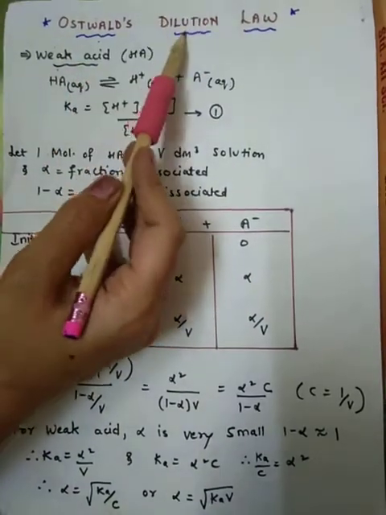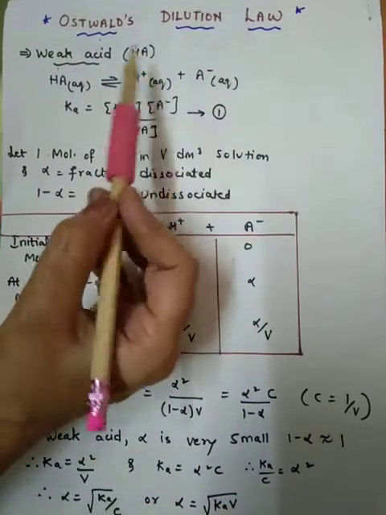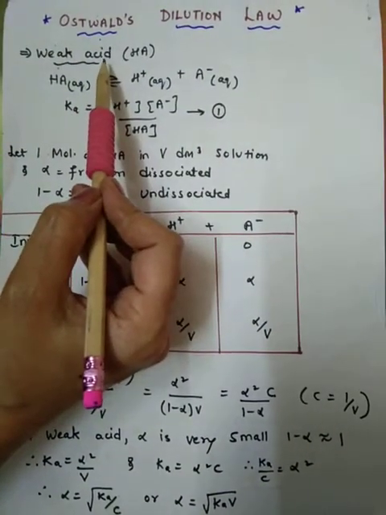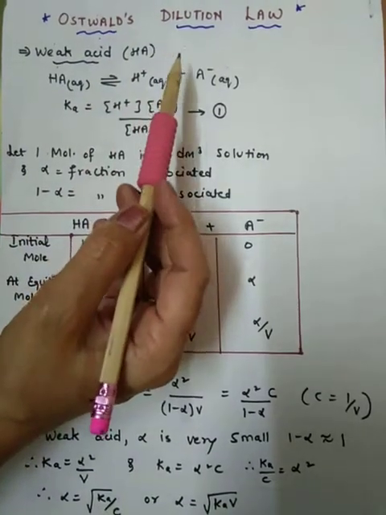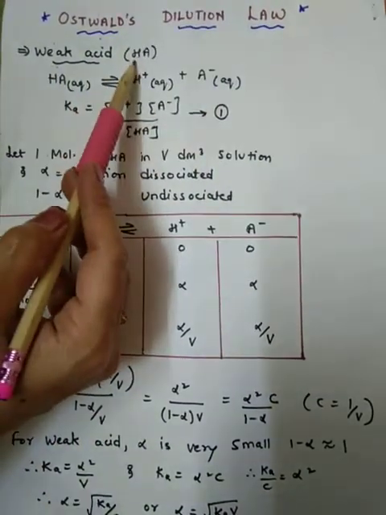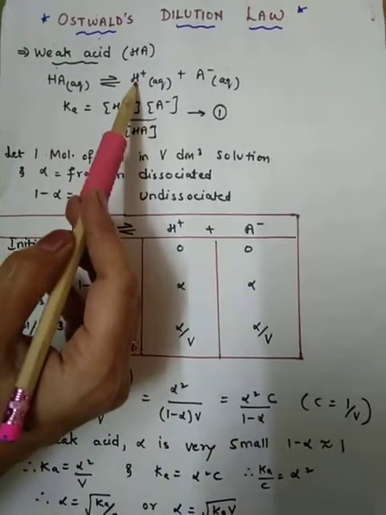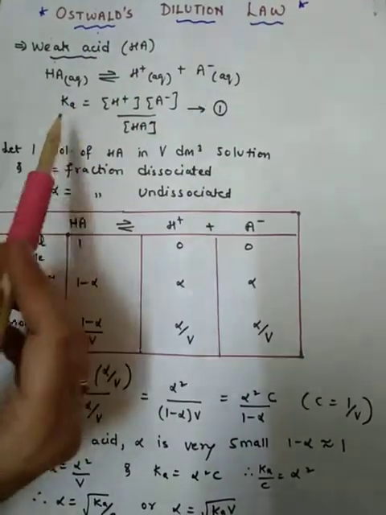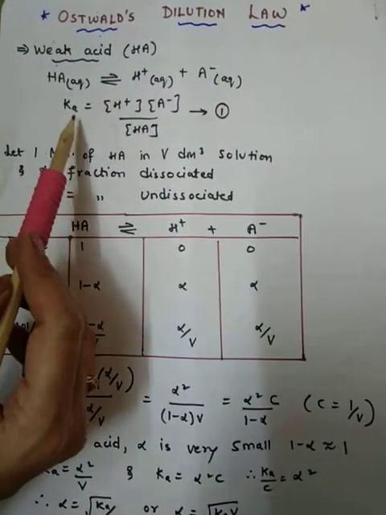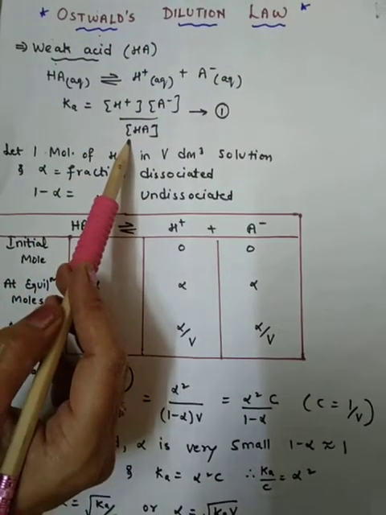Now a very important law based upon this dissociation constant is called Ostwald's dilution law, and we will be seeing this Ostwald's dilution law for weak acid, and it will be very similar when we come to weak base. Weak acid represented by HA is giving you H+ and A-, and Ka, that is the acid dissociation constant, is given by this equation.